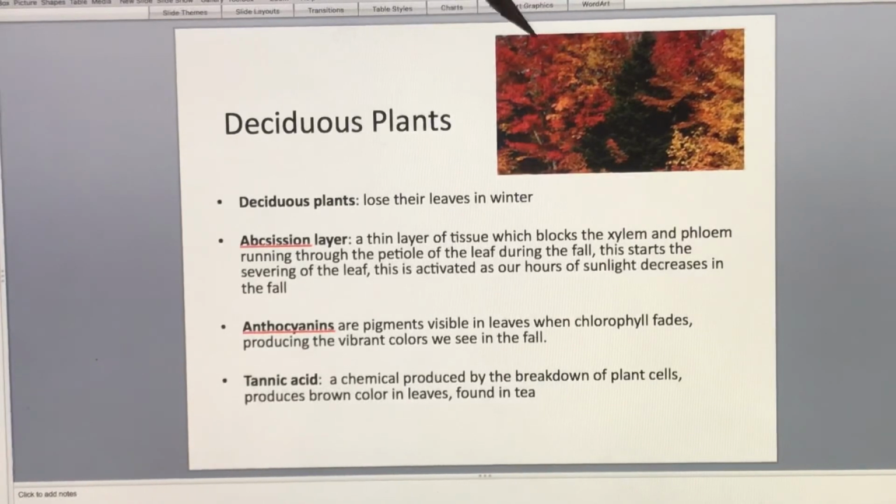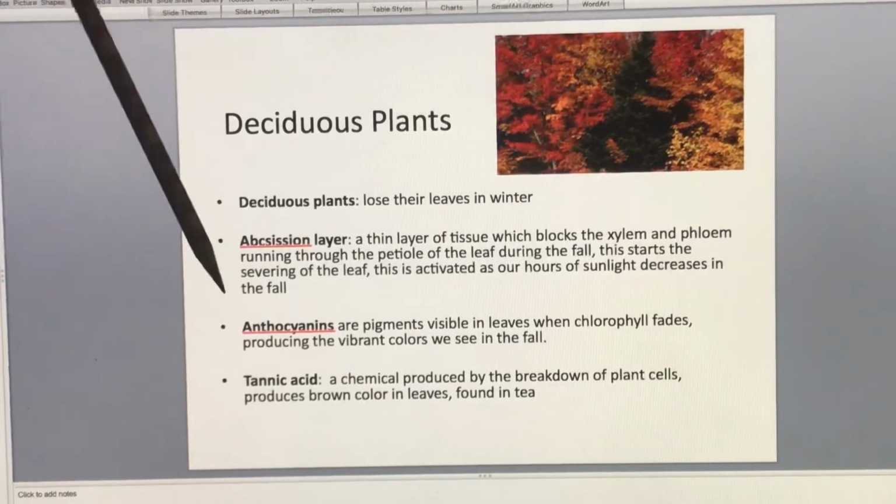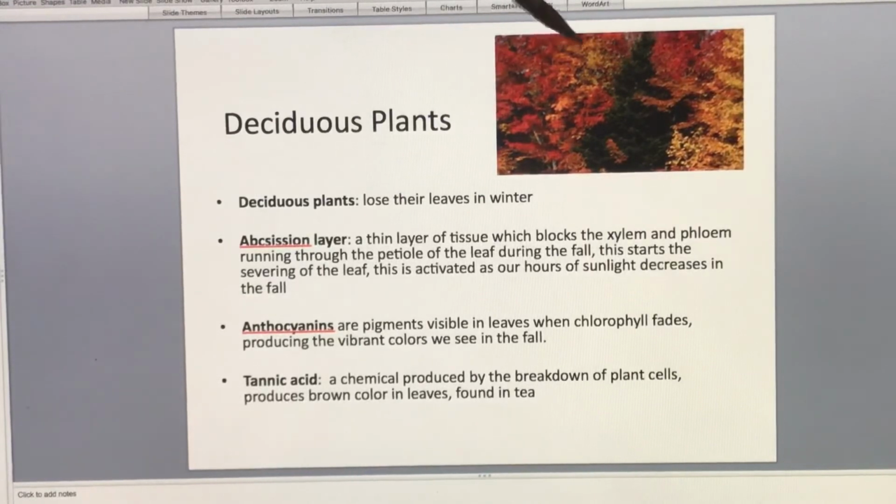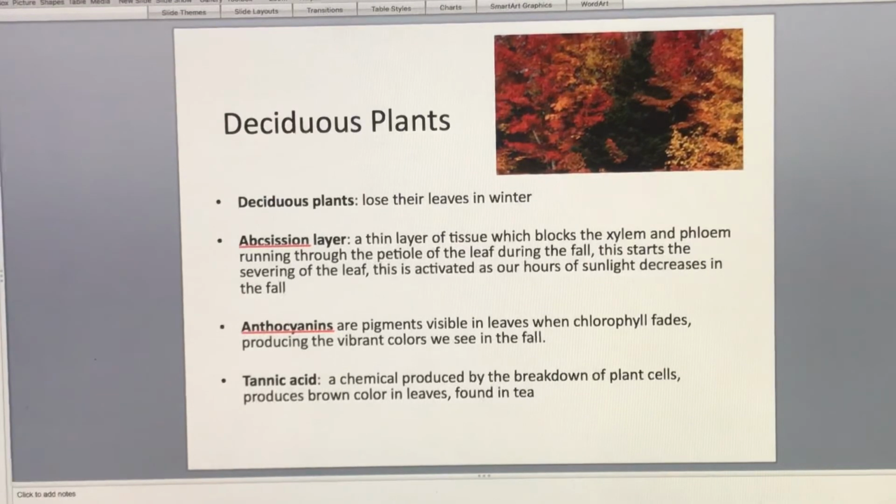Once this abscission layer starts blocking the xylem and the phloem, the chlorophyll, the chloroplasts, begin to fade off in these leaves. Then anthocyanins that are present, which are pigments that can arise in various colors depending on the pH of the leaf, become more vibrant, more obvious in the leaf because the chlorophyll is dying off, and these other pigments emerge and are more visible.